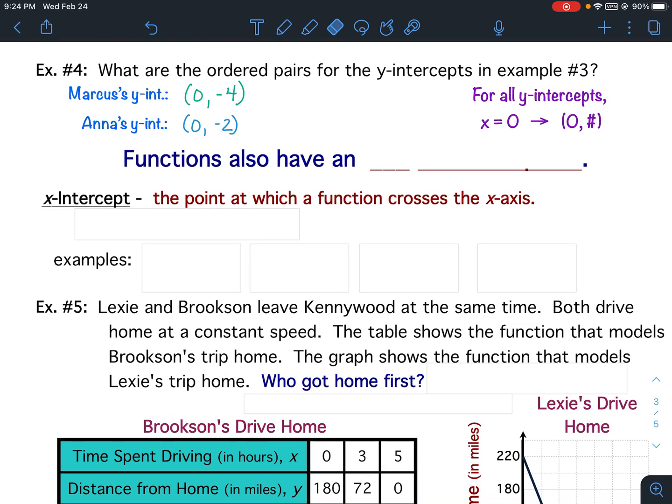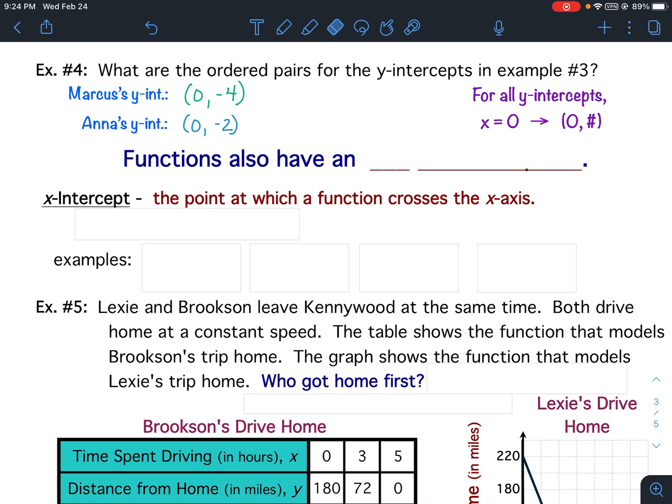Comparing functions, lesson 13 notes. In example number 4, we talked about the y-intercepts. Y-intercepts have x equals 0. So for all y-intercepts, x equals 0. And remember, a y-intercept is where the function would cross the y-axis.